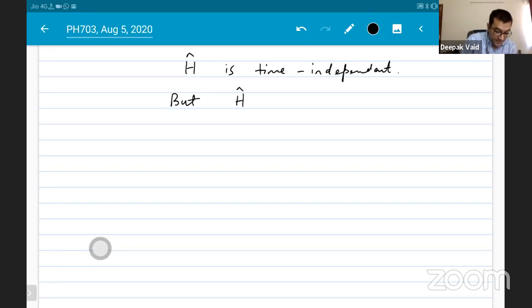The important thing to realize is that when you say an operator is time dependent or time independent, H is time independent, right? But H acting on some state is not time independent. Do you understand this?